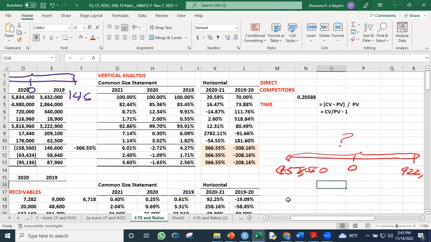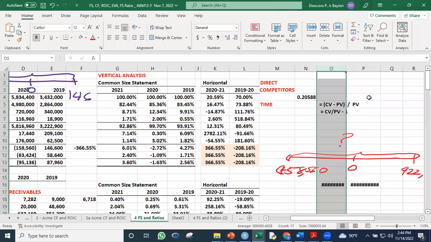Let's suppose we recorded 7 million in our sales in 2021. Is that good or bad? That has no sense unless we compare it with a direct competitor. Let's suppose the direct competitor's sales is 5 million. Can we say that the company performed better than the direct competitor? That's a tricky question, but not so fast.